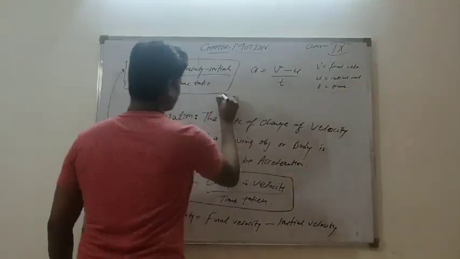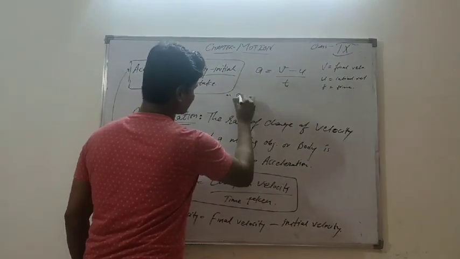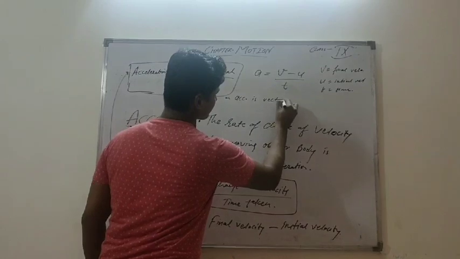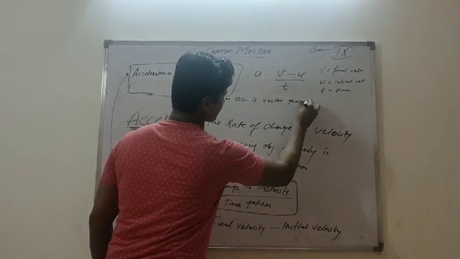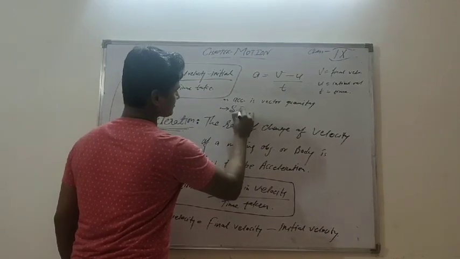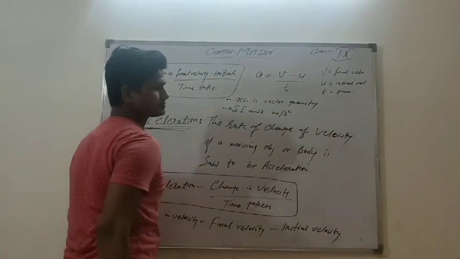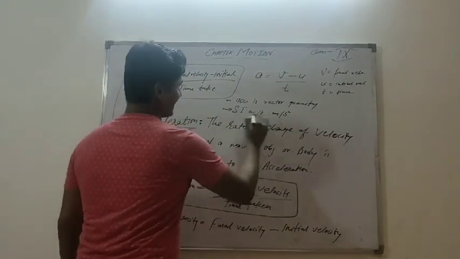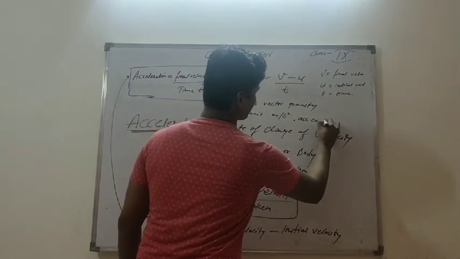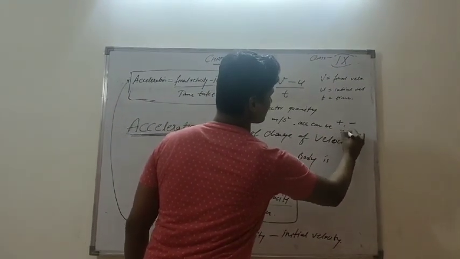Students, things to be remembered are: acceleration is a vector quantity, its SI unit is meter per second square. Acceleration can be positive, negative, or zero.